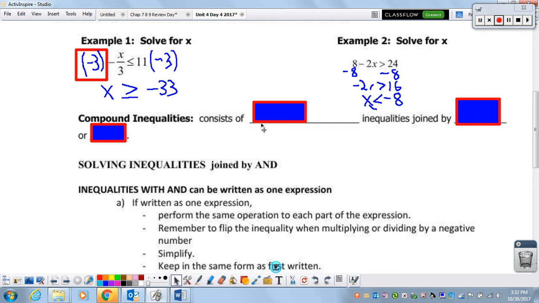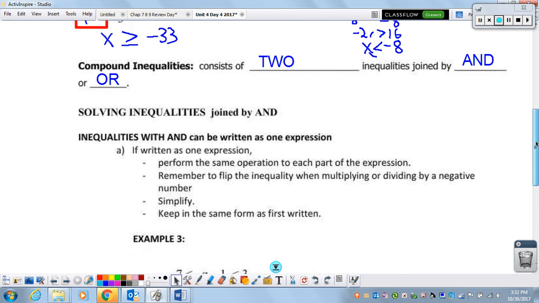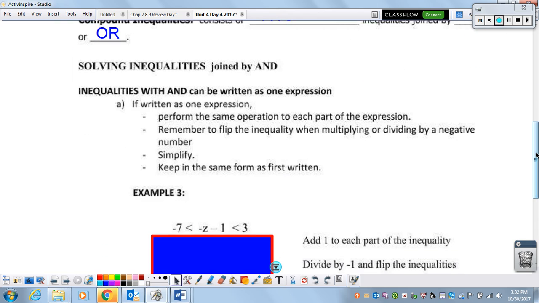Compound inequalities consist of two inequalities joined by and, or. Here are some instructions on how to solve them. Inequalities with and can be written as one expression. You'll see examples of that in just a little while. If they're written as one expression, you're just going to perform the same operation to each part. You're going to flip the inequality if you multiply or divide by a negative number, simplify, and you want it to be in the form that it was first written.